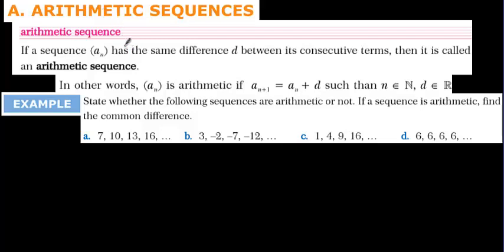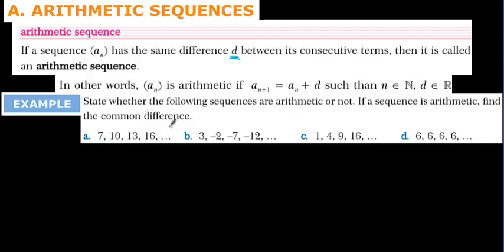In this video, we are going to study arithmetic sequences. If the difference between the consecutive terms of the sequence is the same, say d, then the sequence is called an arithmetic sequence. Here, the difference between two consecutive terms means a_(n+1), the successor of a_n. So the next term is going to be a_n plus d, and d is an element of the real numbers.